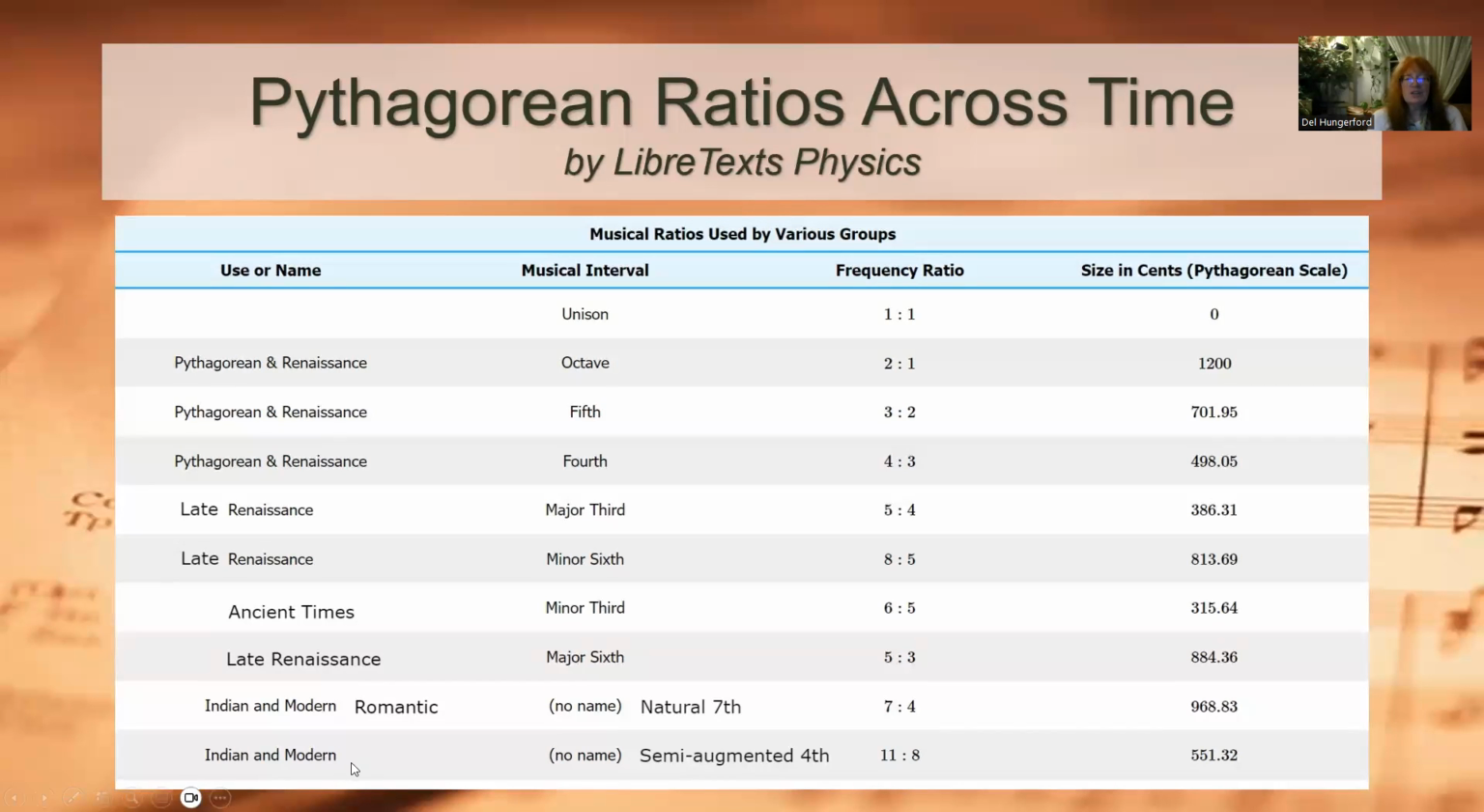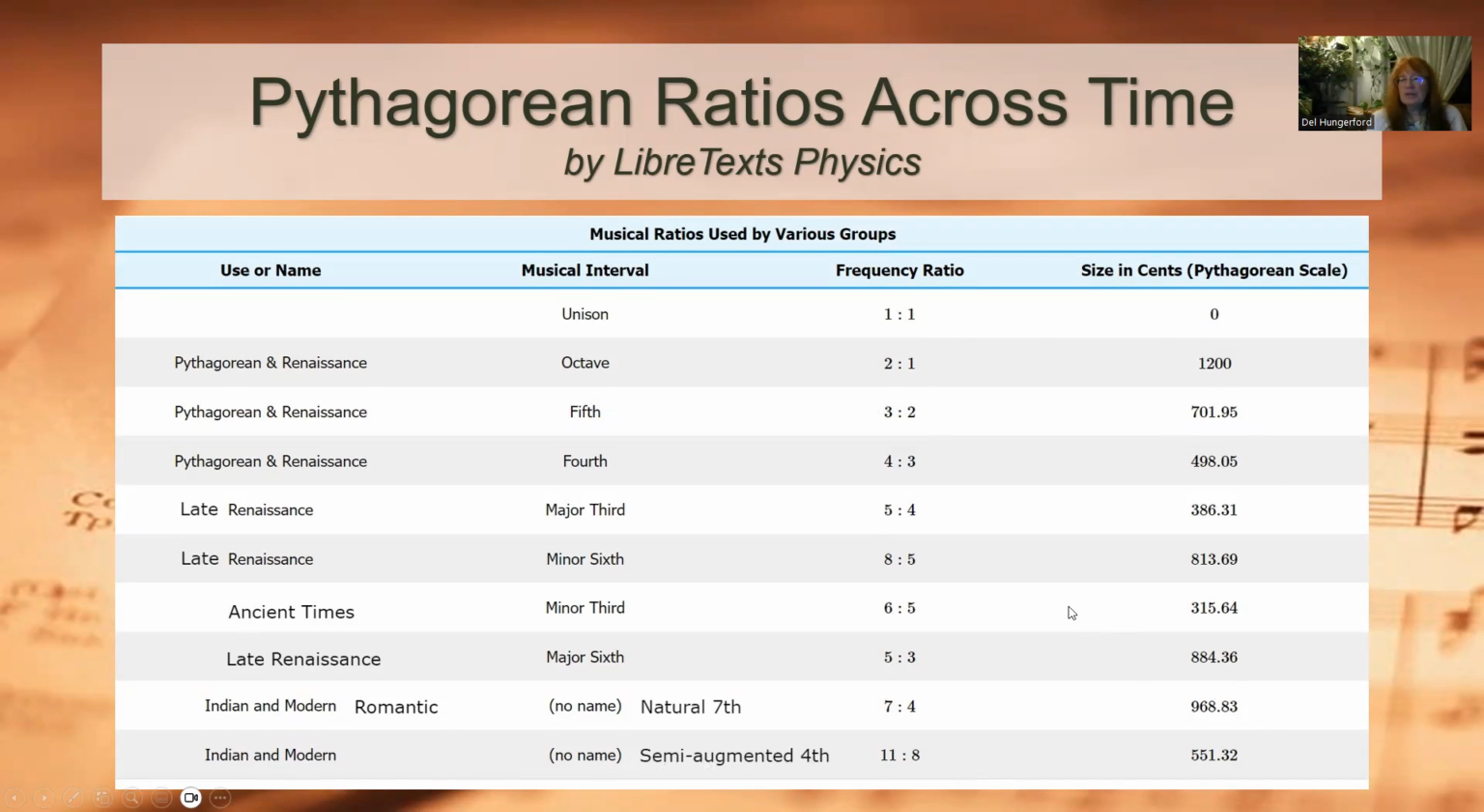The late Renaissance is where we start seeing the major sixth. Indian and modern music, and in the Romantic is where we have the natural seventh. Slightly, I think it's slightly lower than the standard that we've got now. And this one is the semi-augmented fourth, which we're not necessarily seeing now. But here are the frequency ratios for those. And these are the sizes in cents.